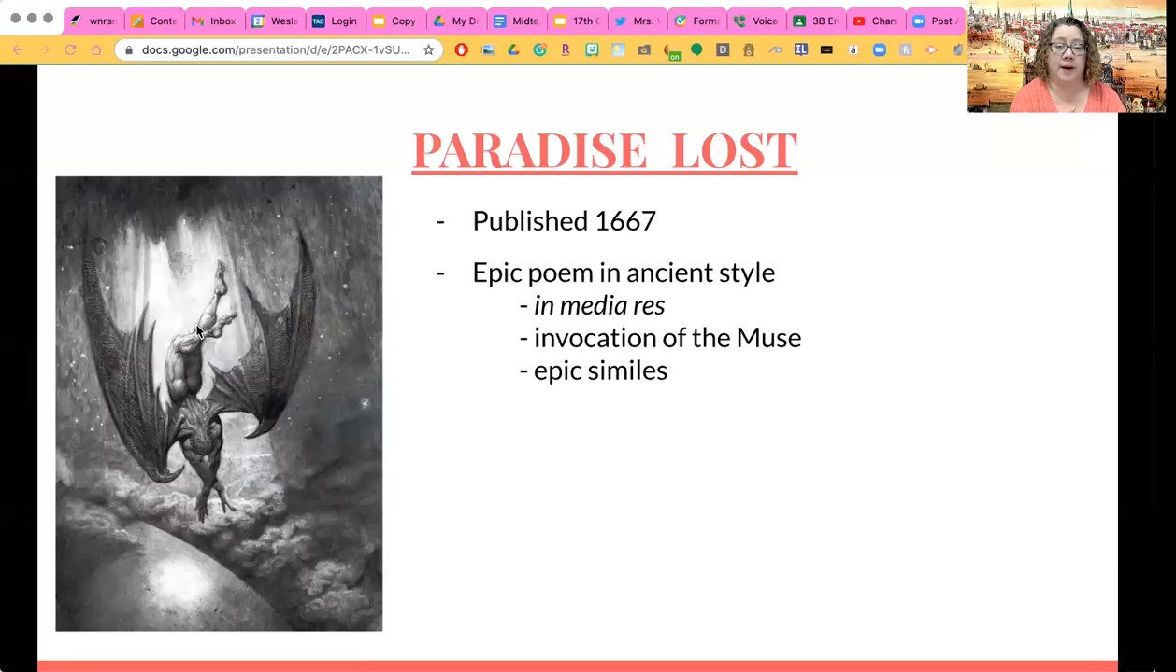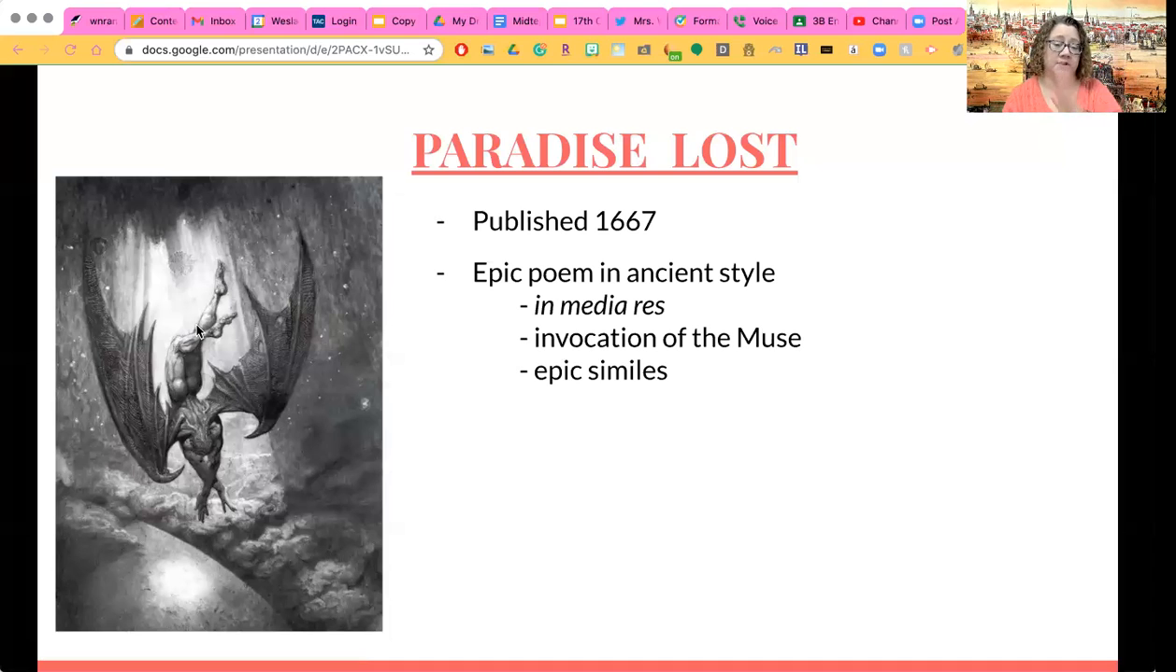And so that's what I'll be talking about in book 1. Also, we see the invocation of the muse. The muse is kind of like the inspiration for writing, the gods or goddesses that will allow the writer to create. And so that happens in a lot of ancient texts, and Milton is channeling those ancient texts. And so he also starts with the invocation of the muse.